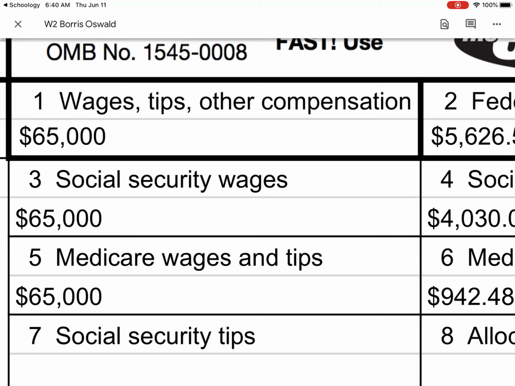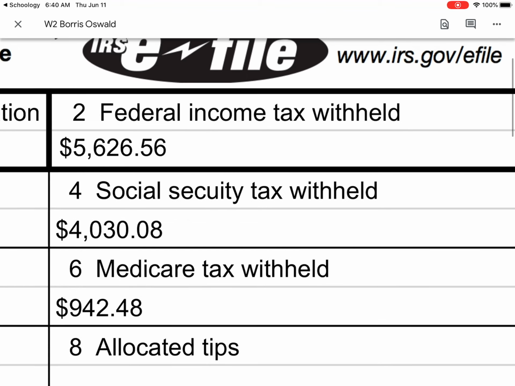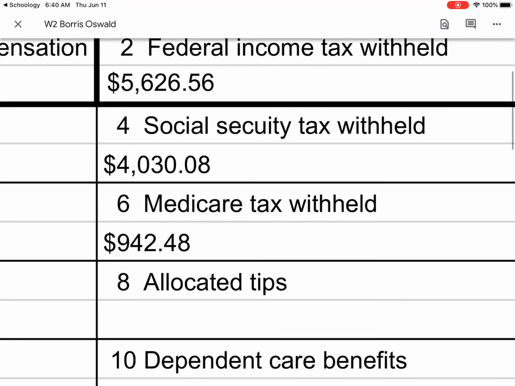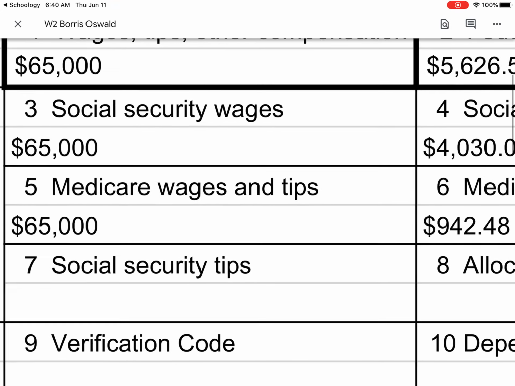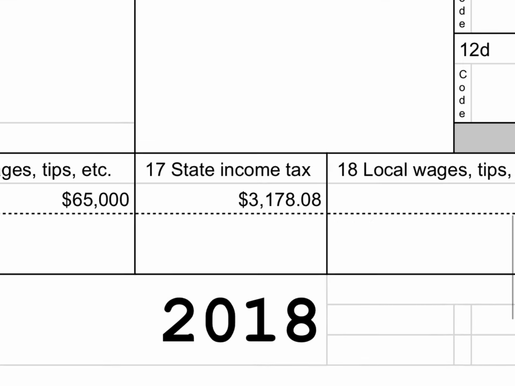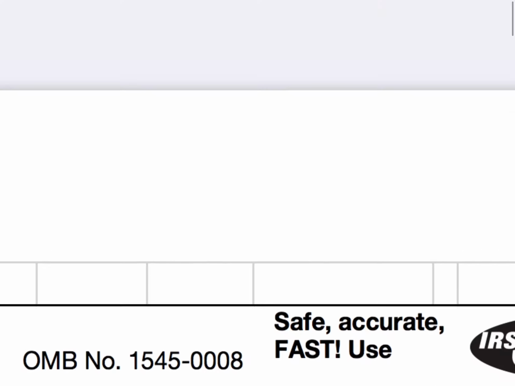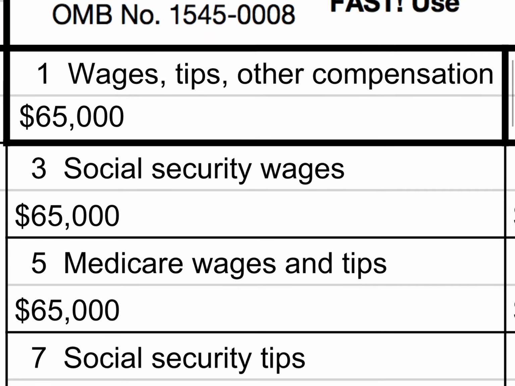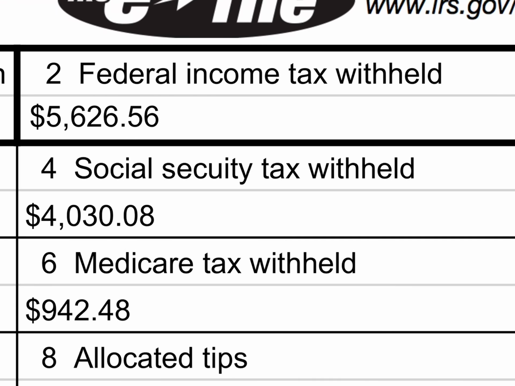Over here, number 1, wages, tips, and other compensation. This is how much gross money you made. Boris made $65,000. Box 2, this is how much federal income tax was withheld. So this is how much income tax you already paid. You have your Social Security, you have your Medicare, and then towards the bottom here, you have how much you paid in state income tax. But we're just worried about federal income tax right now. The big things we're going to use here are box 1 and box 2.